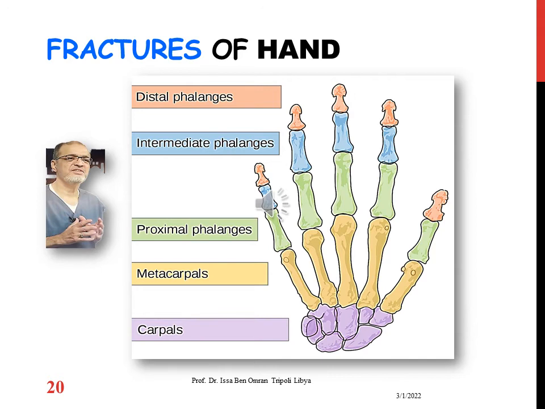And now to the fingers. We have, as we know, 5 fingers. Each one has 3 parts, except the thumb, which has 2 parts. So the other fingers have distal phalanx, intermediate phalanx, and proximal phalanx, except the thumb, which has 2 phalanges or digits.